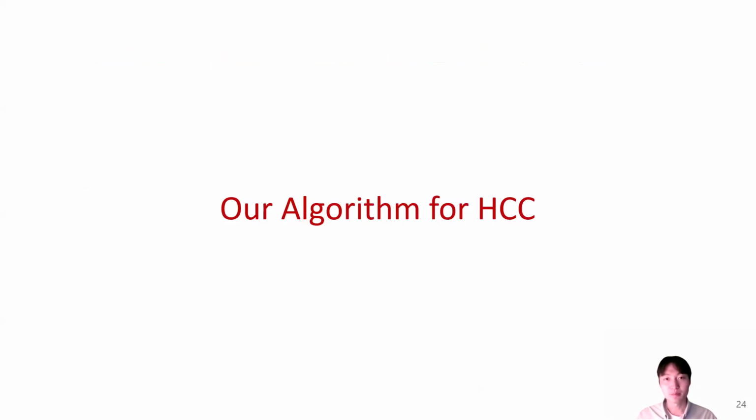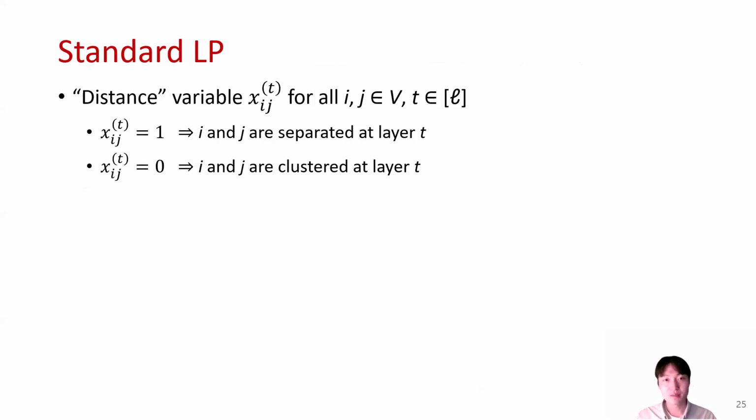Now let me show you our approximation algorithm for hierarchical correlation clustering. Our algorithm is an LP rounding algorithm, and we solve the standard LP. In this LP, there are distance variables denoted by x super t sub ij for all edges ij and layers t. The distance being 1 indicates i and j are separated at the corresponding layer, and being 0 indicates i and j are clustered at the corresponding layer.